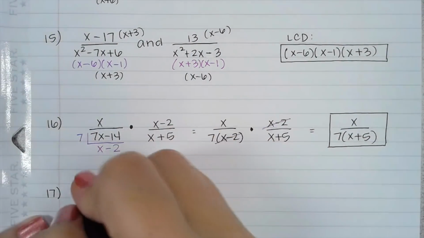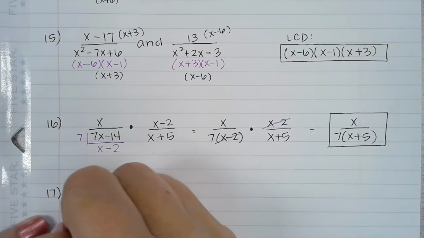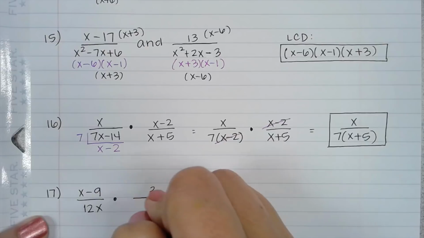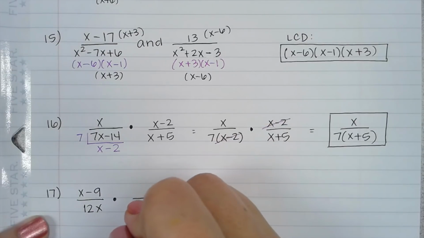Number 17 is also a multiplication question. x minus 9 over 12x, and I'm multiplying that by this rational expression.